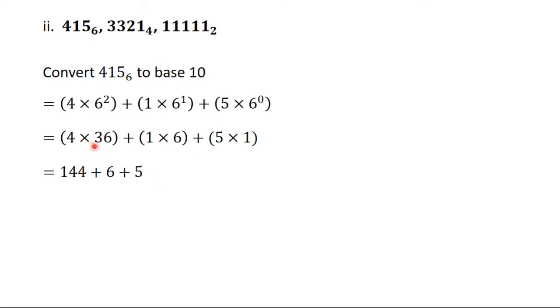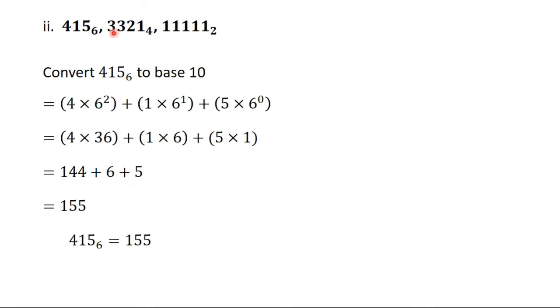So we have 4 times 36 to give us 144. 1 times 6 will give us 6. 5 times 1 will give us 5. You add everything, we are getting 155. So if you convert 415 base 6 to base 10, we have 155.